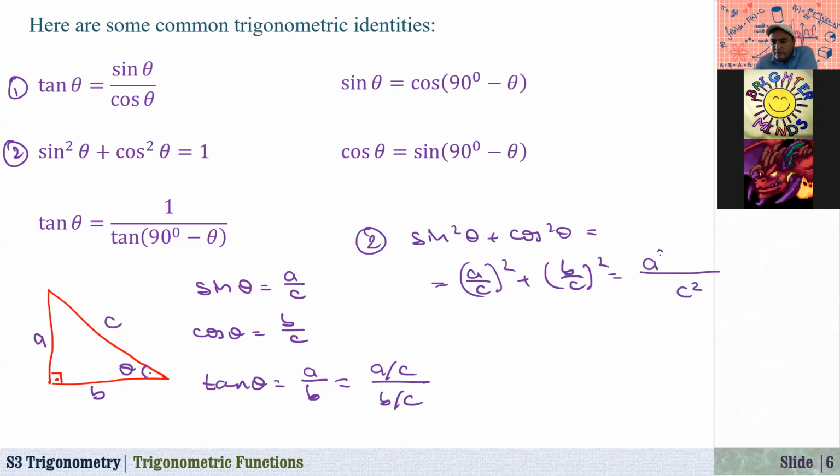In the numerator, we have A squared plus B squared. Using the Pythagorean theorem, we know that A squared plus B squared equals C squared. So that's equal to always 1.